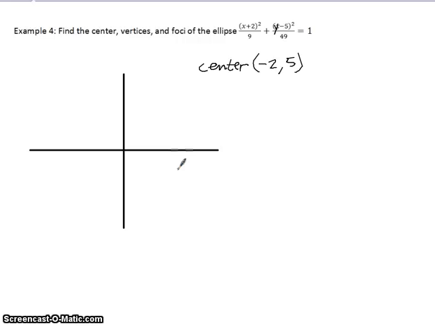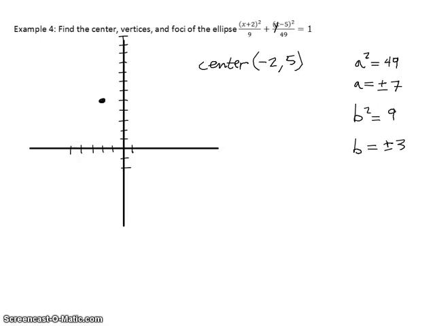Let's go ahead and find the vertices. But let's get a picture of the ellipse. I think that will help us understand the different points that we come up with. Okay, so I plotted the center of the ellipse, and I've also written that a squared is 49 and b squared is 9. That gives us a and b.